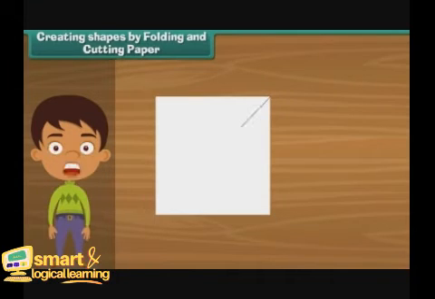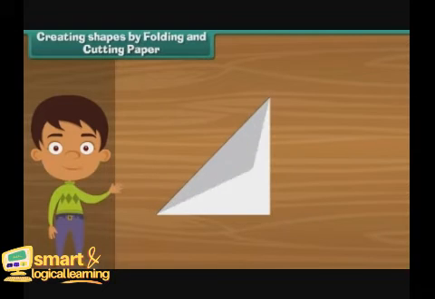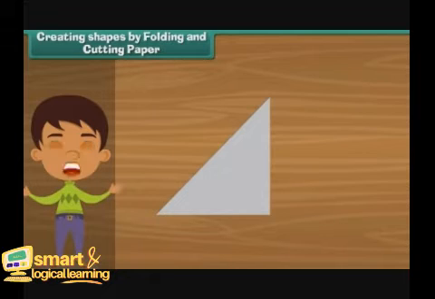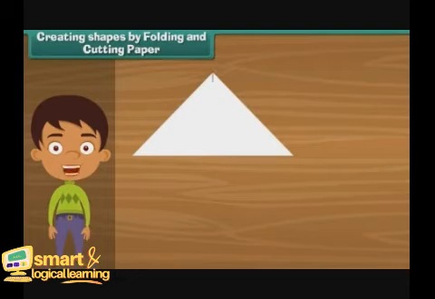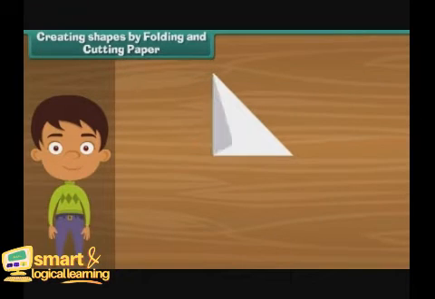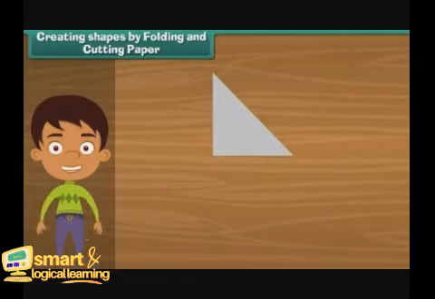Make a line on this square like this. Fold it on the line such that the upper triangle is superimposed on the lower triangle. After folding, we get the shape like this. Again, draw a line on it like this. Again, fold it on the line. Now you will get a smaller triangle than the previous one.